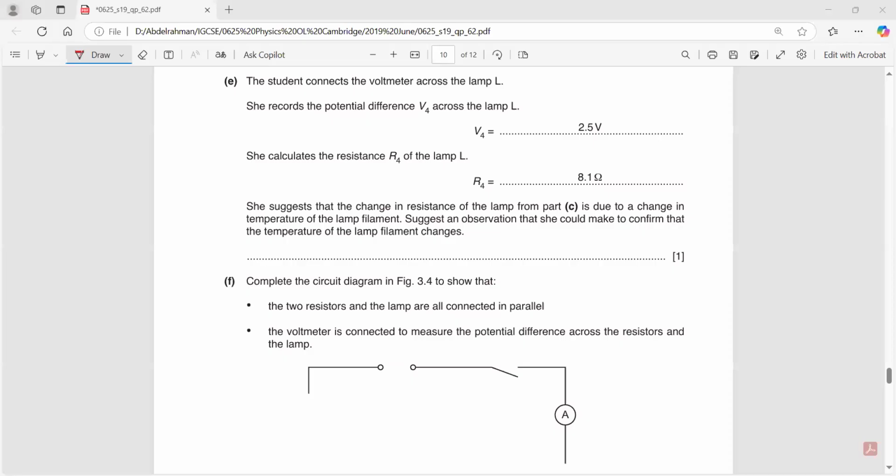So what could she do? Yes, it has to do with the brightness. Why does it have to do with the brightness? Because if the temperature changes, then the resistance will change, and therefore the voltage will change, and the brightness will change. So the temperature might affect the brightness of the lamp. The brightness of the lamp changes.